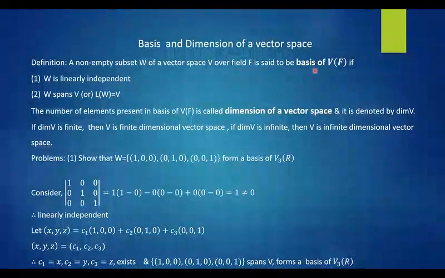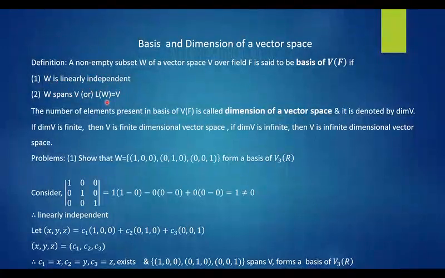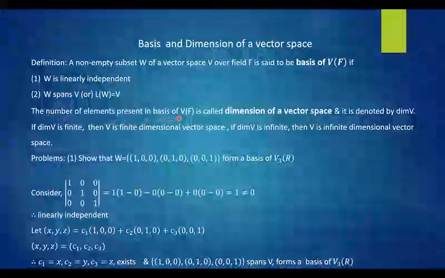The definition of basis is like this: a non-empty subset W of a vector space V over field F is said to be basis of V over F if two conditions are satisfied. First, it should be linearly independent, and second, it spans V. That means what? Spans V means L(W) is equal to V. That means every element of V is a linear combination of finite elements of W.